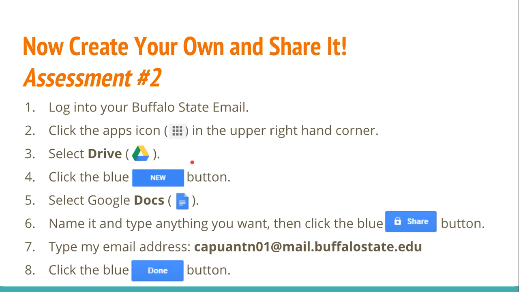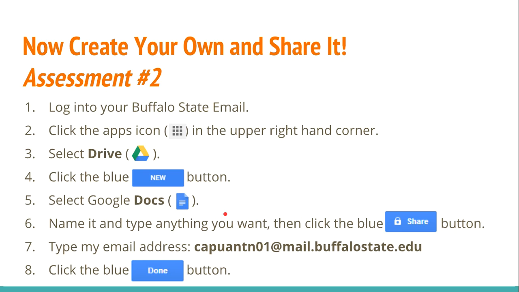Okay, and once that loads up, in the upper left-hand corner, there's a big blue button that says New, and you're going to see that you can create a lot of different types of documents, but for this assessment, we are just going to go ahead and create a new, what's called a Google Doc, which is basically like their version of Microsoft Word. You're going to name it and then type anything you want. Again, the content is not important. All we're trying to do here is create the doc, and then we're going to share it.